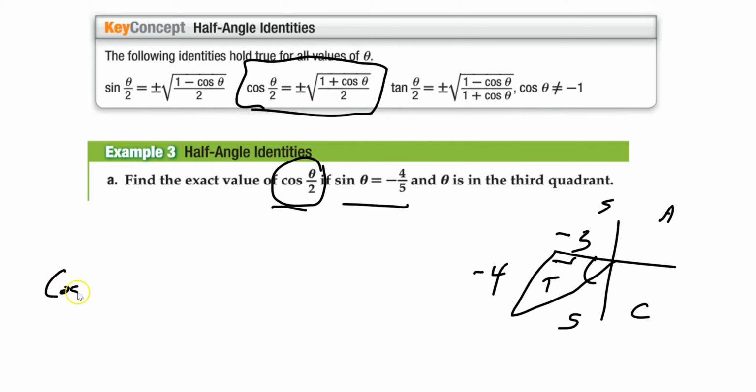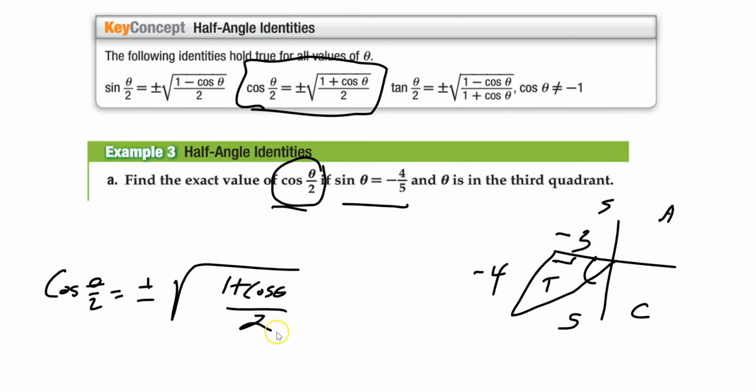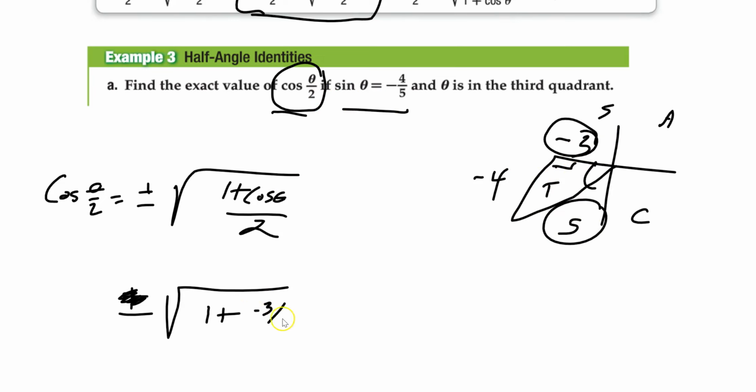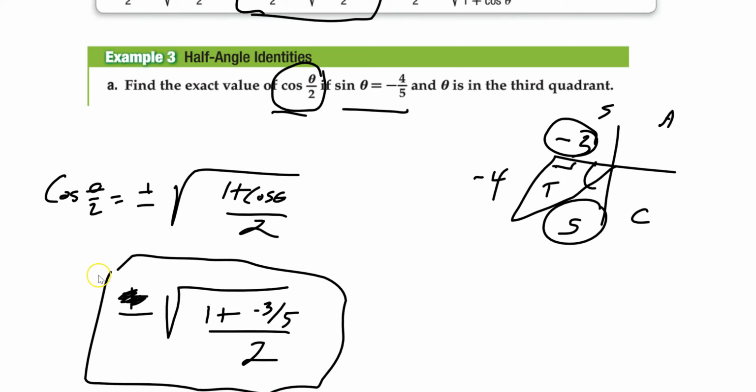The formula for that is plus or minus, depending on what quadrant you're in. We're in quadrant 3, so it's going to be minus the square root of 1 plus cosine theta over 2. So let's plug our stuff in. Plus and minus. Actually, let's put minus. We're in quadrant 3. 1 plus, now cosine theta, again, just plug that in. What's cosine of this thing right here? Adjacent over hypotenuse. Negative rad 3 over 5. All over 2. And that's the answer. If you want, we can simplify it, but that's the answer.